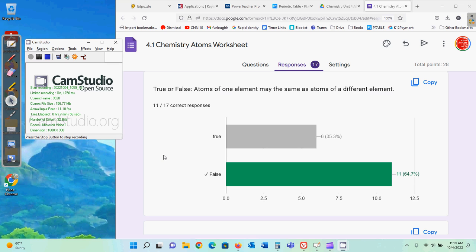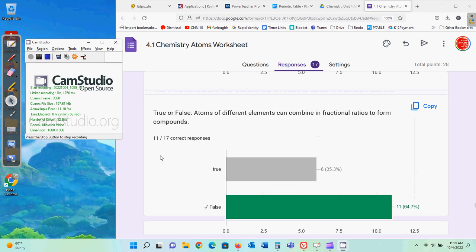The law of definite proportions says that atoms combine in whole number ratios. They cannot combine in fractional ratios. You cannot have half a hydrogen atom. You cannot have half a carbon atom or 3/4 of a carbon atom. It's either carbon or it's not. Okay? They can only combine in whole number ratios.